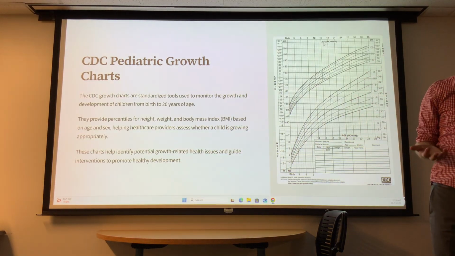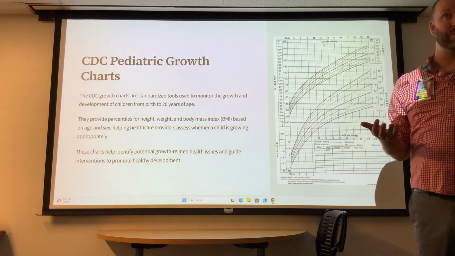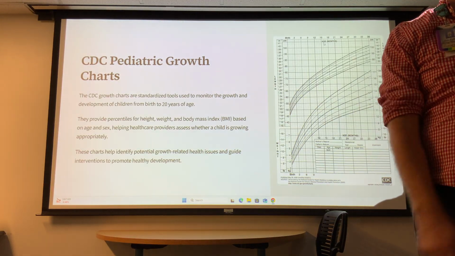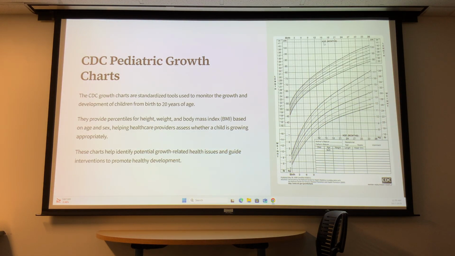Is there a socioeconomic component? Can they not afford food? Those sorts of things. As far as height and weight, should they match? Should they be 50th percentile this and 50th percentile that? Not necessarily, no. That's all dependent on the child. As long as they're falling within those ranges, they're good.